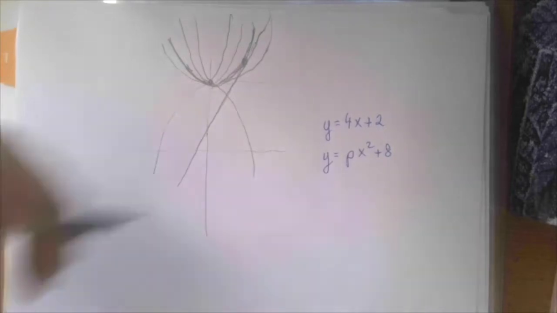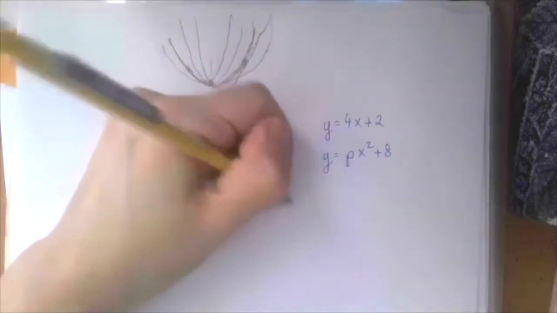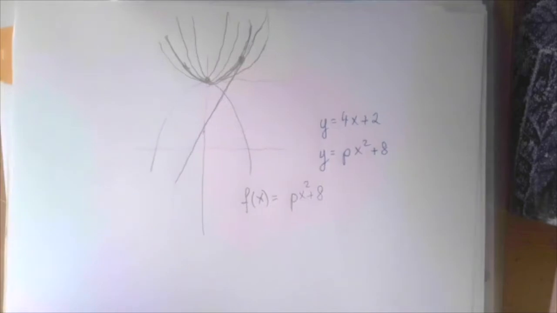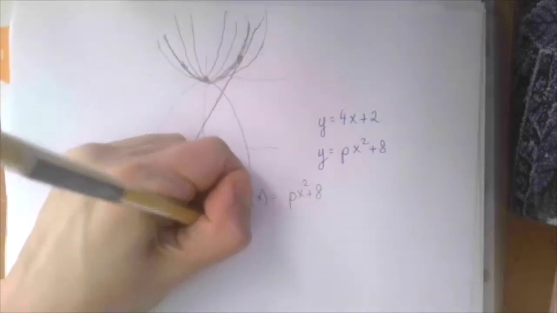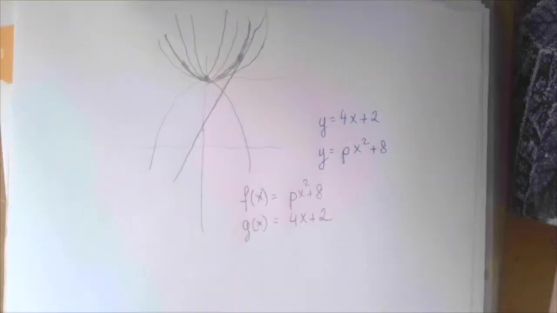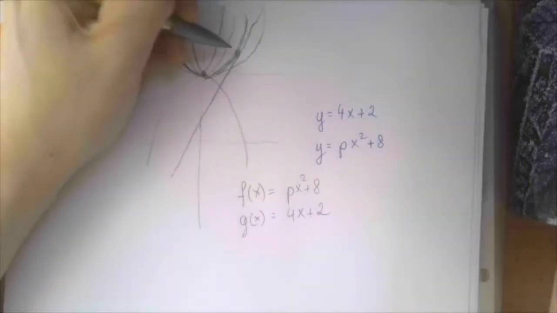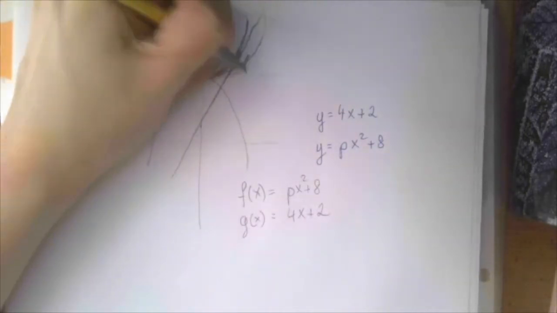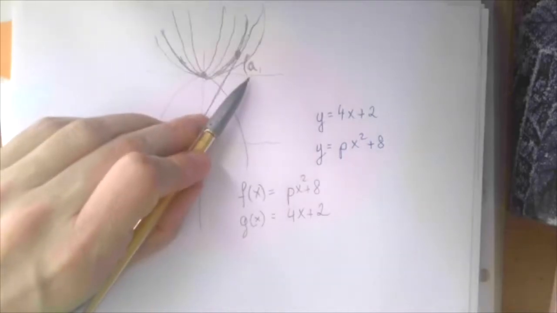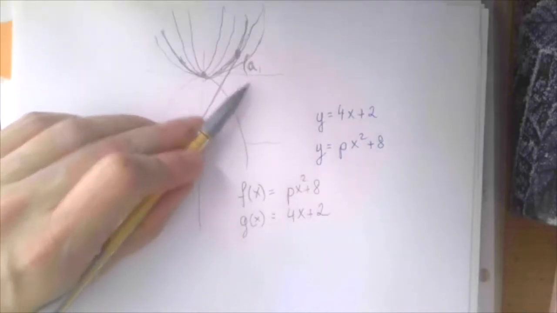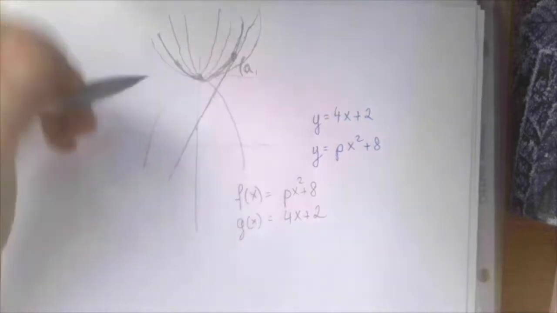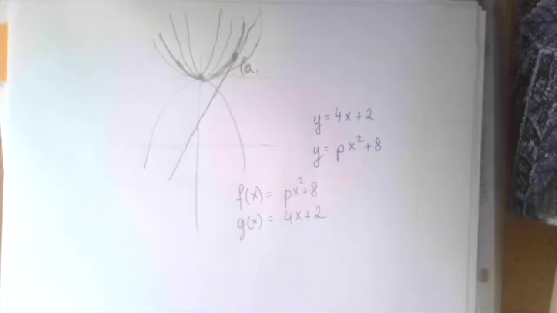Let us call the function px squared plus 8. Let us label it as f of x and the tangent line as g of x. We're going to introduce one more unknown, which is why we're going to need two equations. That one more unknown should be the x coordinate of the point of tangency, because that is where the derivative needs to be evaluated.